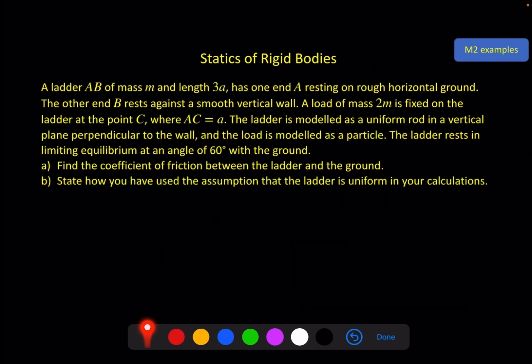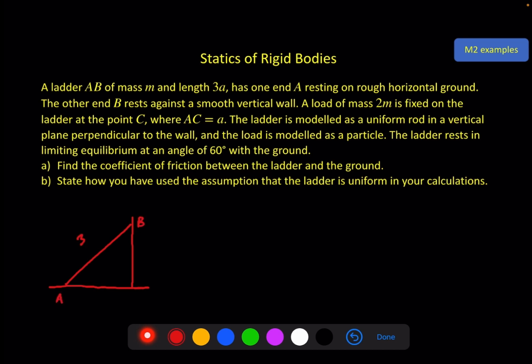Example number 2. A ladder AB of mass m and length 3a has one end resting on rough horizontal ground. The other end B rests against a smooth vertical wall. Okay, so we've got rough horizontal ground, smooth vertical wall, and a ladder in between. So there will be friction on the base and not on the wall. A is resting on the ground, B is against the wall.